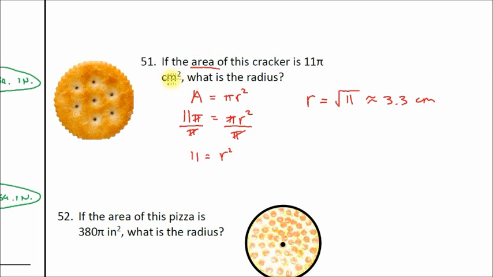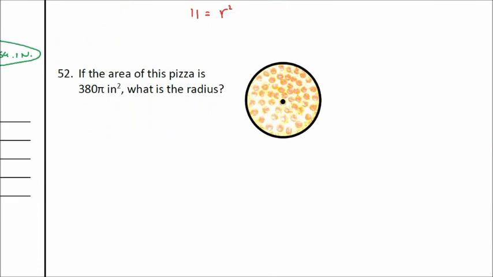Remember now, the area was in centimeters squared, but the radius is just a one-dimensional measurement. That's 3.3 just centimeters. Go ahead and now try to do number 52 on your own. Same kind of a problem, finding the radius of this pizza. And I'll give you the answer in a moment. Okay, you should find that the radius of this pizza is approximately 19.5 inches. And that is the end of your review sheets.